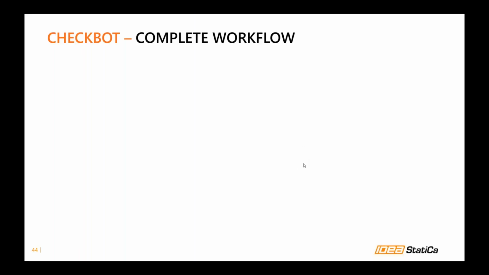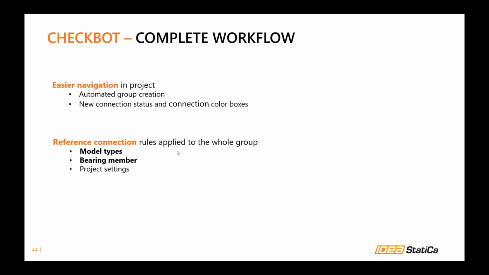Firstly, we have improved our Checkbot to be a complete workflow. So what does it mean? Easier navigation in the project. We have automated the group creation for you once you import from, let's say, your FEA or CAD software. There's also a new connection status and connection color boxes so that it's easier for you to differentiate between the failing and the passing connection. Then reference connection rules are applied to the whole group, including the model types, pairing members, and the project settings. We also have added this critical load effects auto selection so that for each group you can analyze it much faster.